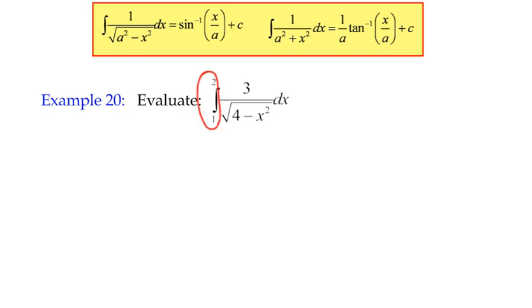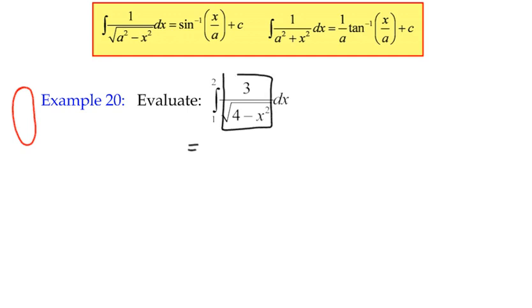So we are trying to find the integral of 3 over the square root of 4 minus x squared with respect to x, between the bounds of 1 and 2. So we've got an extra wee bit of difficulty here dealing with the limits, but we'll deal with that in a moment. First of all, we have to rearrange our fraction here.